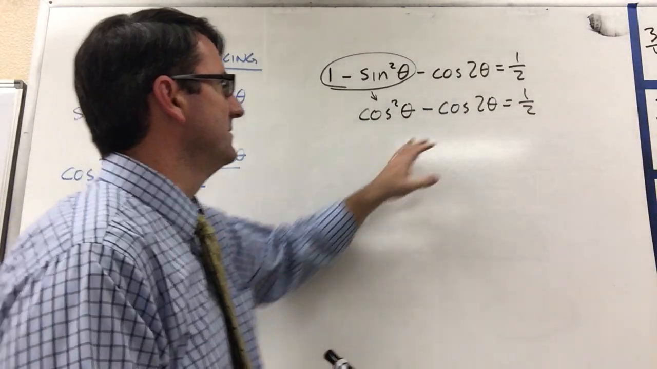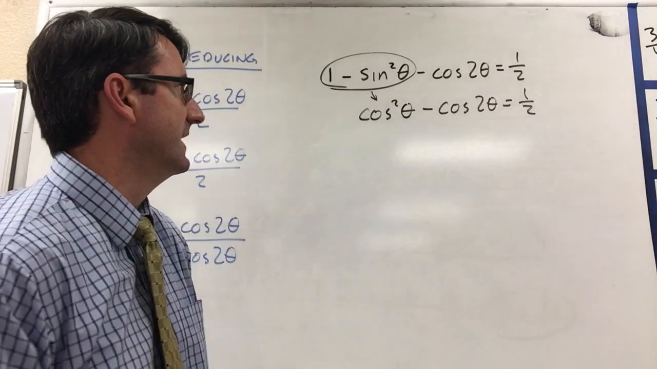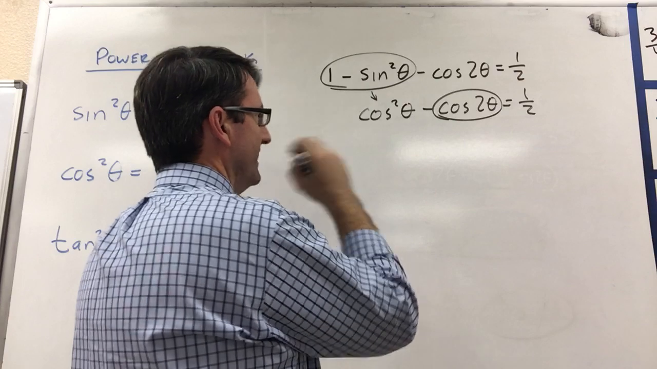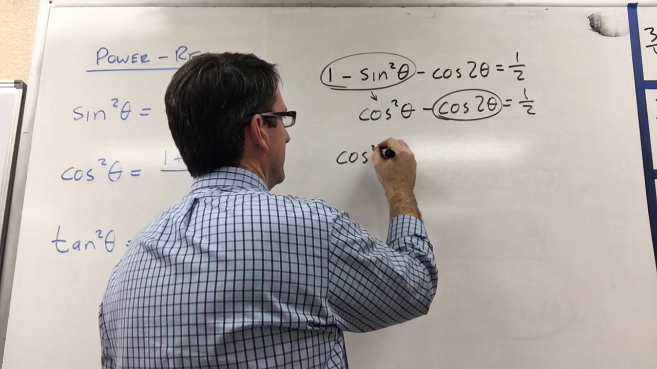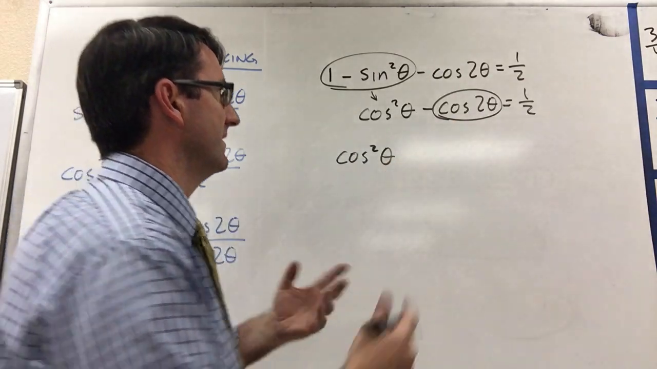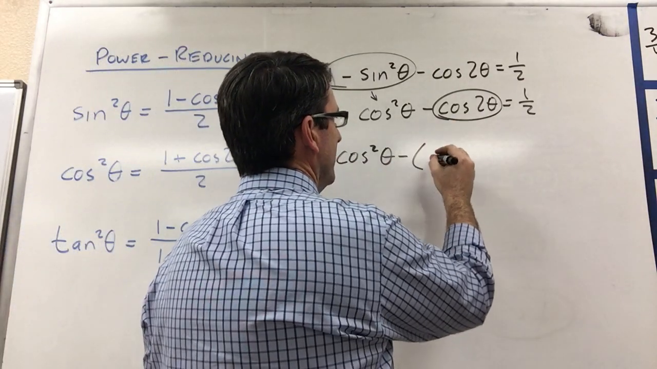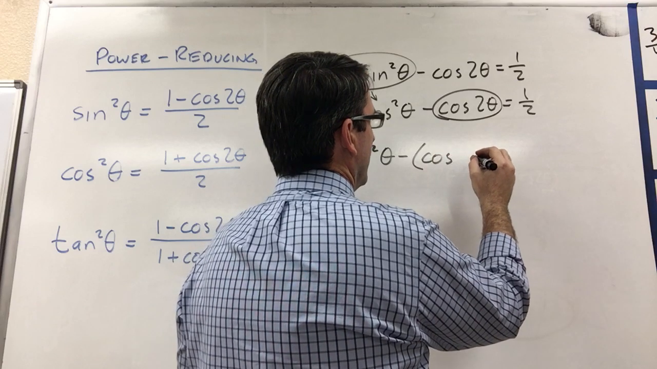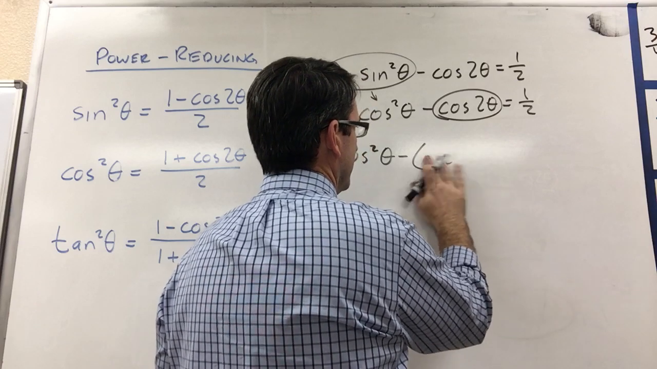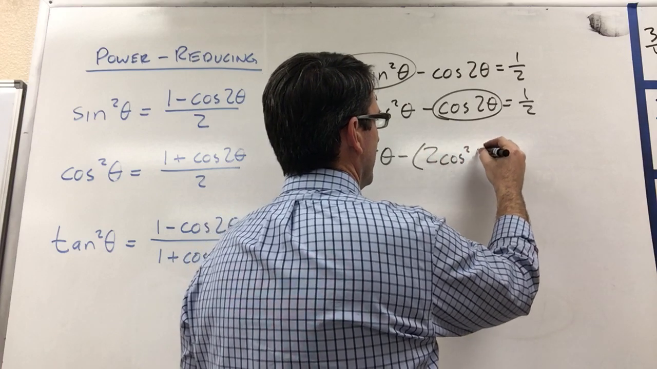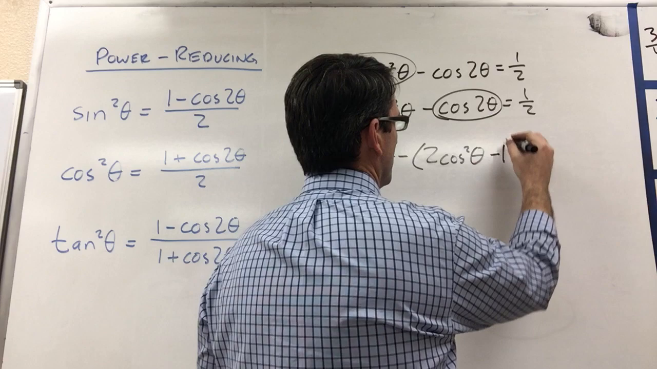But I'm actually going to do this with a double angle identity. I want to replace this cosine 2 theta with our double angle identity for cosine. So that is, let's see, 2 cosine squared theta minus 1.